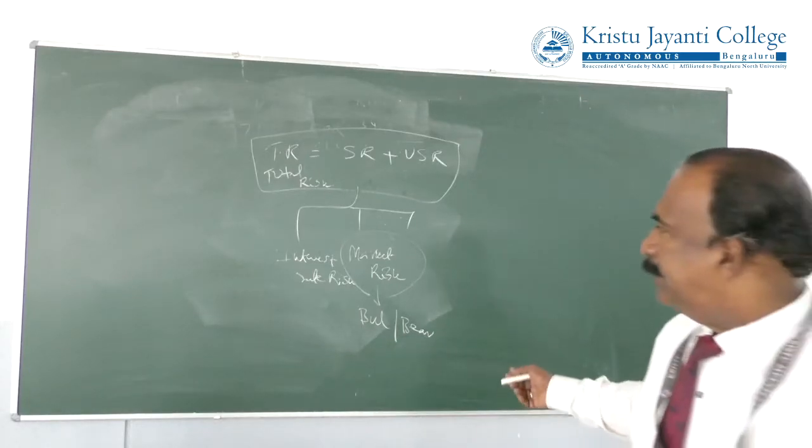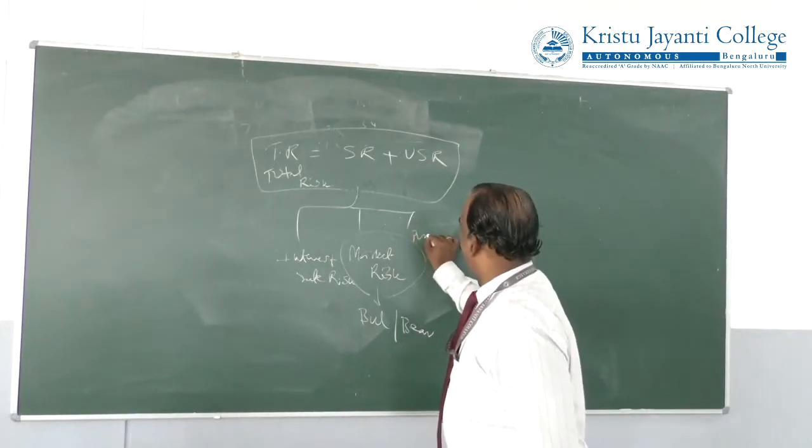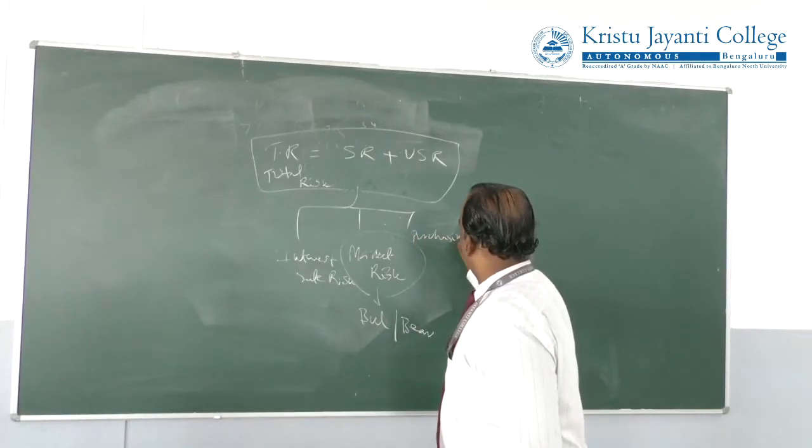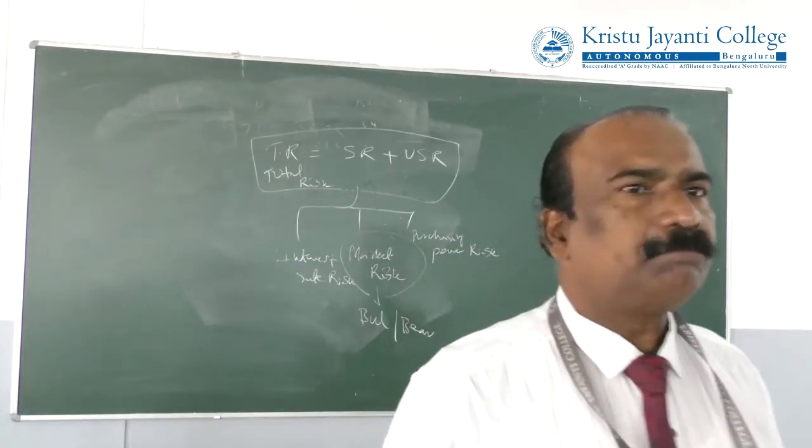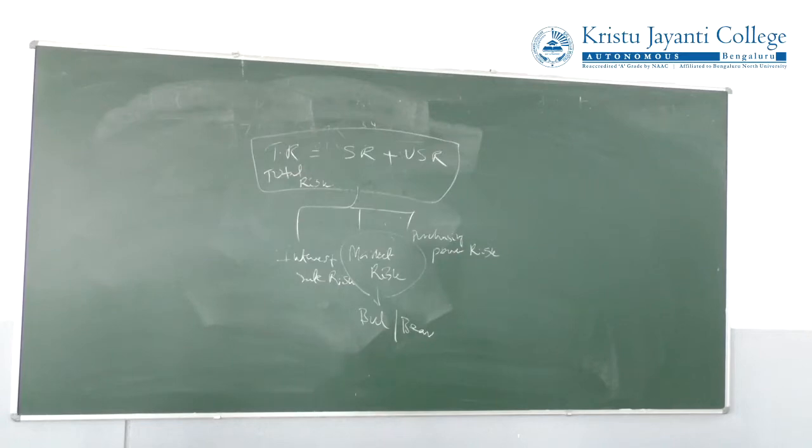Okay, and the third one is what? Purchasing power risk.